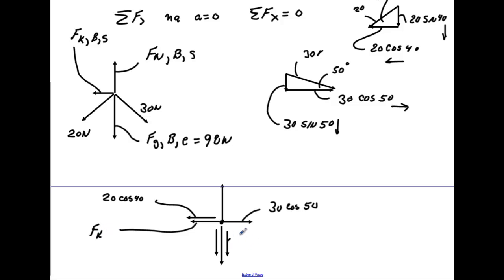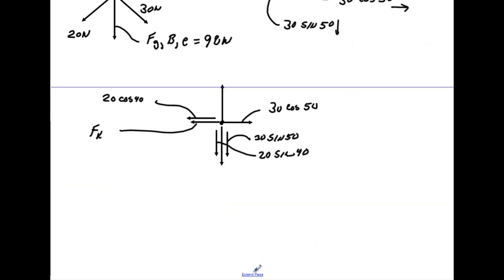What do I have coming down? Well, we have 30 sine of 50. I have 20 sine of 40 coming over here. And I have my force of gravity, 98 newtons coming down. So that's all the forces, and nothing says you can't just put these on the end like this too. You can do that too, if you prefer. It's your choice. So at this point, all we have to do is sum up the forces in the x.